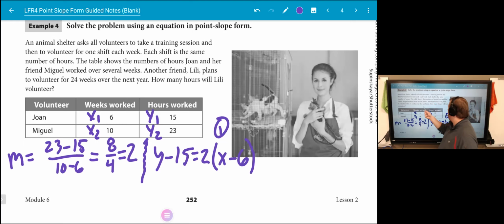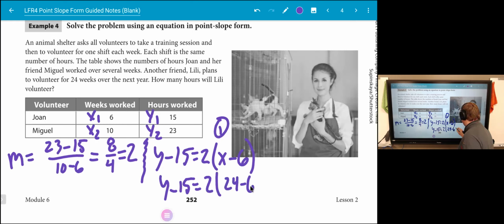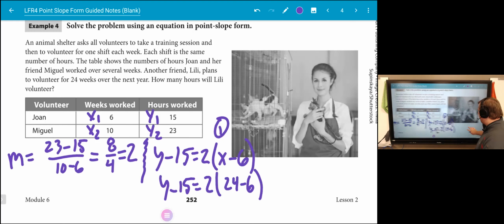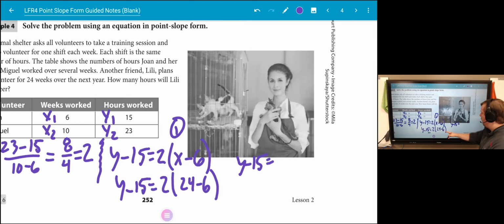Lily's going to volunteer for 24 weeks over the next year. And let's see if this works. Okay, so my weeks is x. I'm going to put 24 in for x. This gives me y minus 15 equals 2 times 24 minus 6. The right-hand side, 24 minus 6 is 18. 2 times 18 is 36. I would add 15 to both sides, and y would equal 51. Does this make sense?